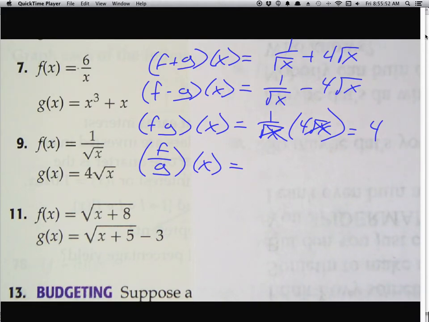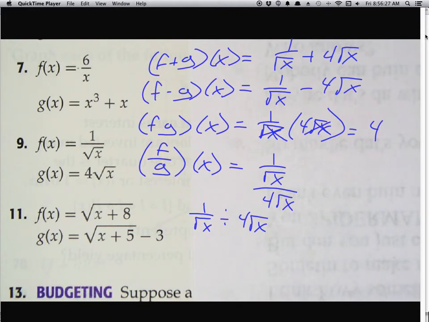Then I have division. So I take 1 over the square root of x over 4 square root of x. So we need to talk about how to handle that. Anybody know what to do in that situation? Alright, here's one way to do it, like Natasha's talking about. Instead of writing it like this, let's take the top one divided by the second one. So I take the first one divided by the second one.